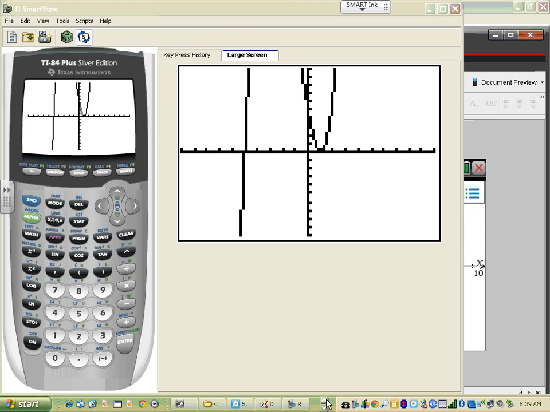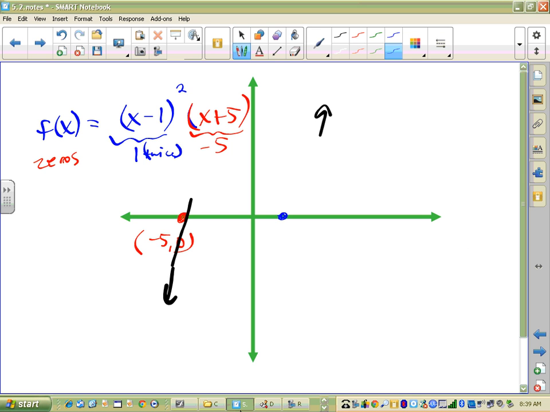Okay, that's a pre-calculus concept that I need you to realize. The fact that the multiplicity is 2 means the graph's going to look parabolic there. It's going to look like a parabola there. If it were a 3, the graph would look like a cubic function there, and we'll talk more about that next week.